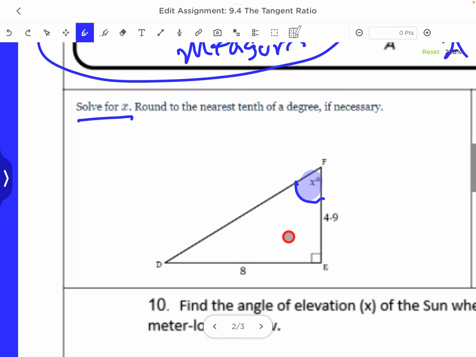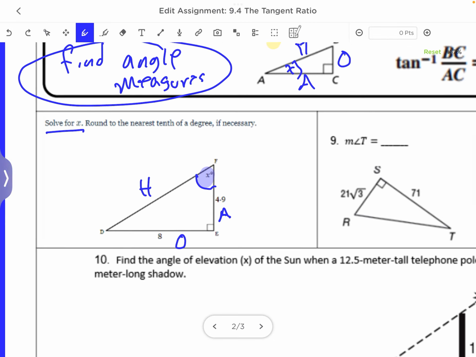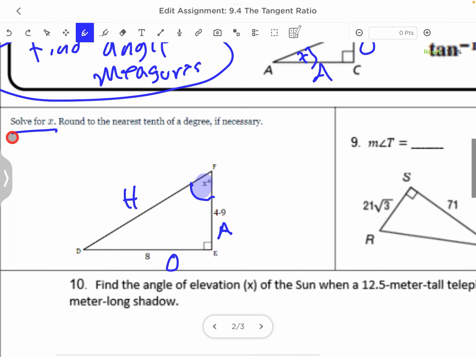For x, this is going to be the opposite. This, of course, is the hypotenuse. So if that's the hypotenuse and that's the opposite, this has to be the adjacent. Okay, so we're going to say the tangent of x is equal to the opposite, which is 8, over the adjacent, 8 over 4.9.